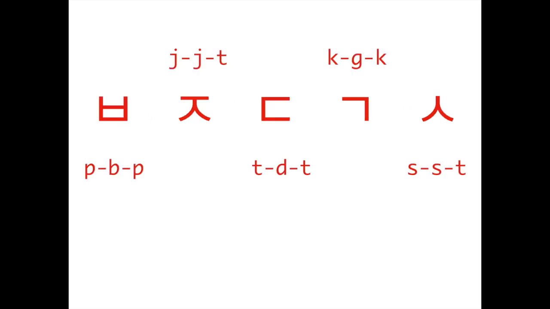Okay, so let us review your consonants and vowels first. If you haven't memorized them, you will really have a hard time reading the words. So, P initial, B medial, P final. J, J, T. T, D, T. K initial, G medial, K final. SS, T.